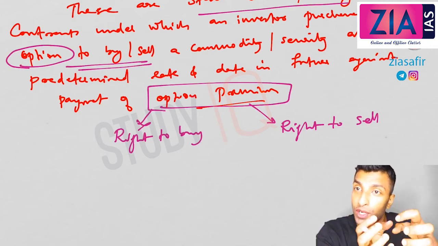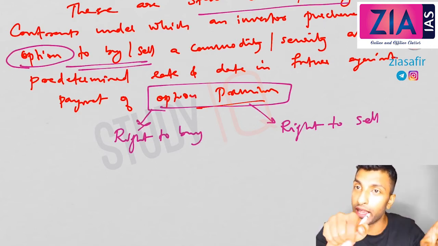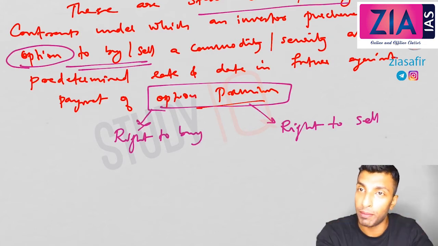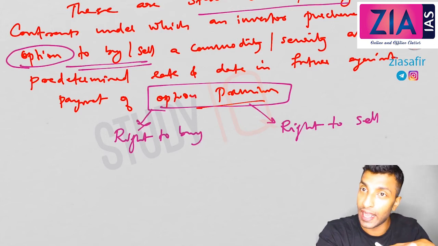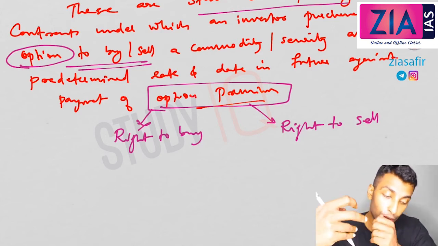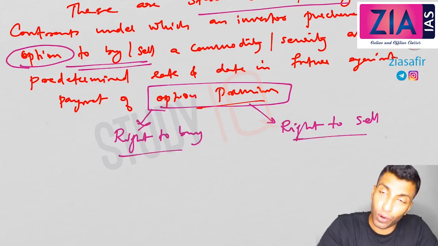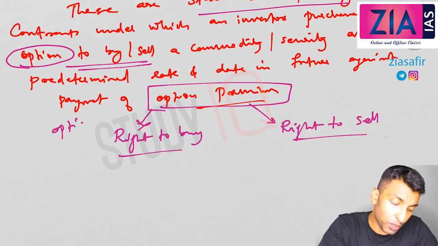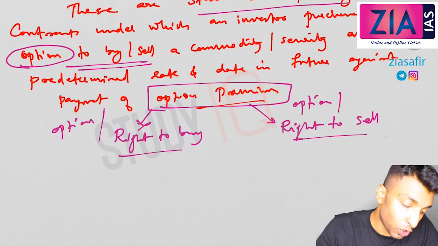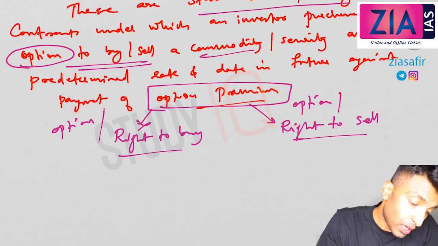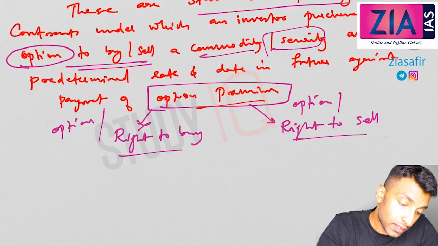So you are buying an option, and for that you need to pay a premium, and that can be right to buy or right to sell. You can simply say option to buy or option to sell. It can be a commodity, it can be a security, at a predetermined rate and date.